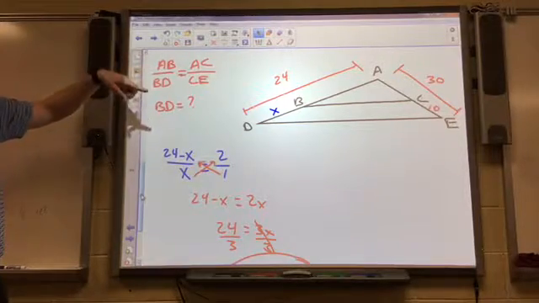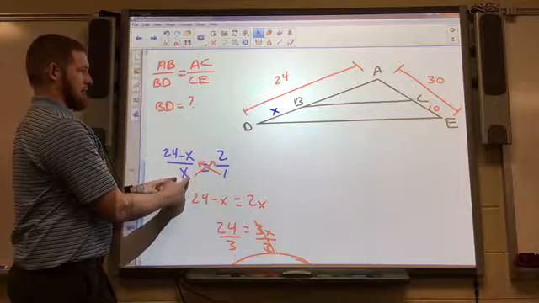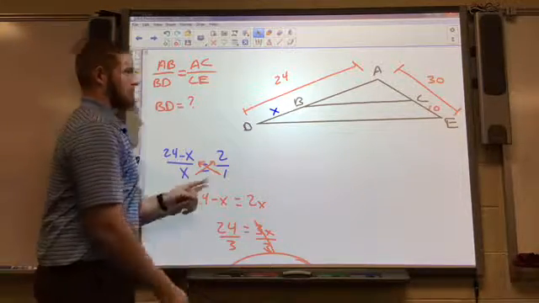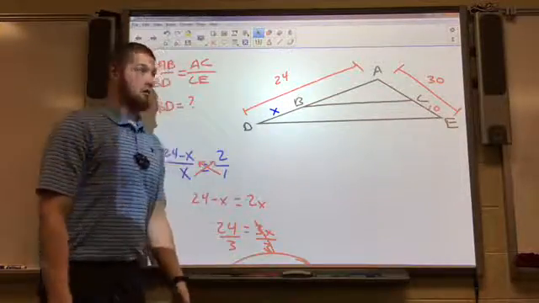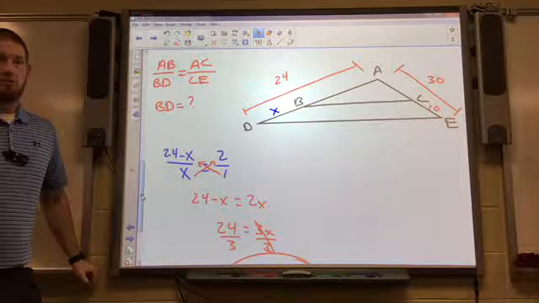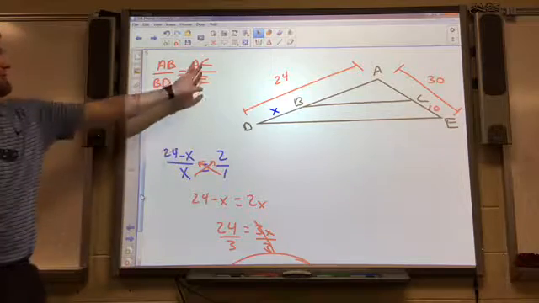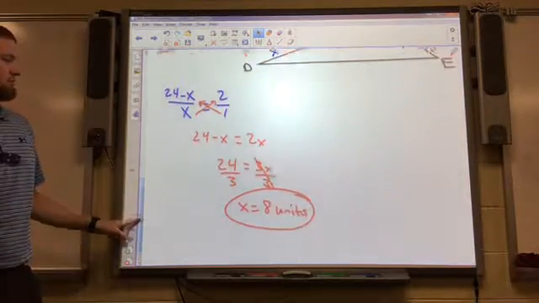Okay, and it happened last class period. We did 24 minus x over x, but then they wanted to do 30 over 10. Just because you happen to look over there and see the 30 and think that's what you need to use, it's not the case, right? So I suggest making sure that you use the exact same segments that they give you.